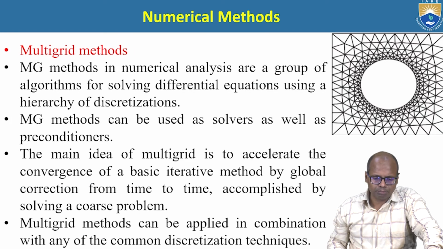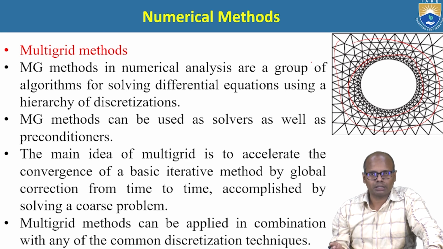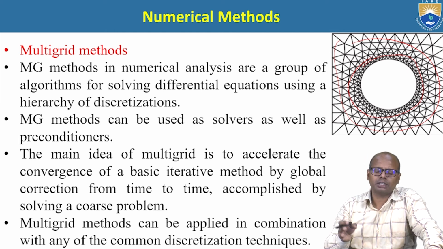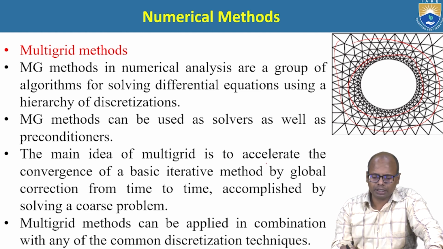The other one is the multi-grid method. In the multi-grid method, we'll have a finer grid and a coarser grid together. It is not a special method, but generally it is categorized as a special method. The multi-grid methods can be used in FVM, and in FEM also you can use this multi-grid. So what is the main idea of multi-grid?